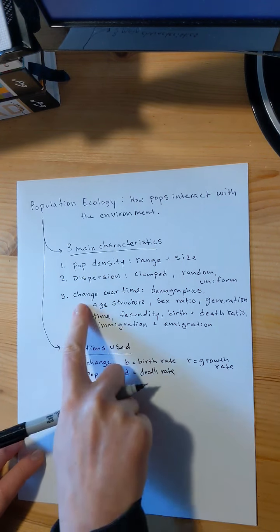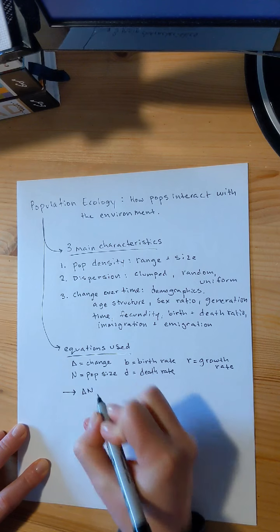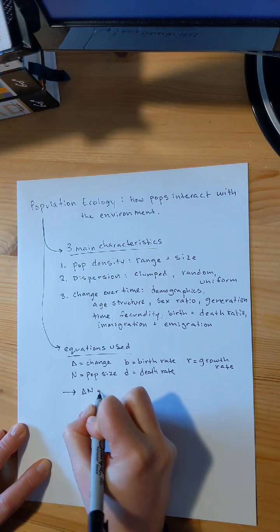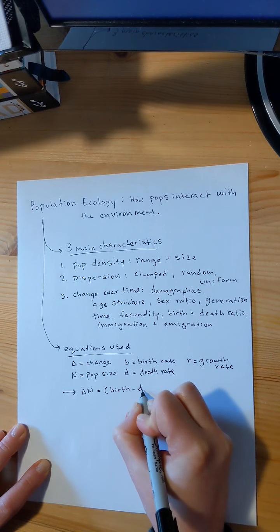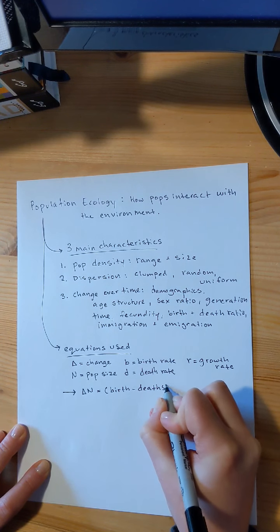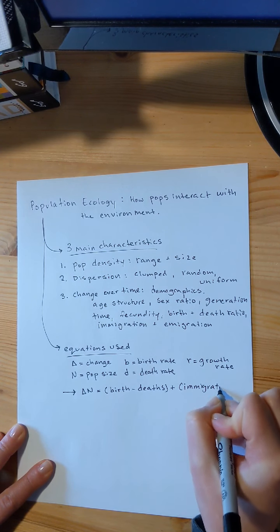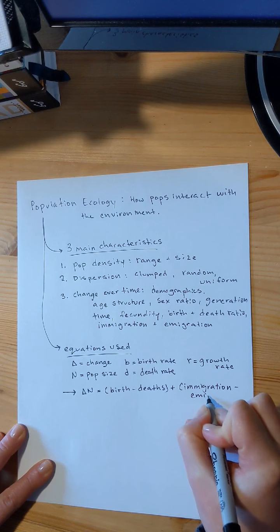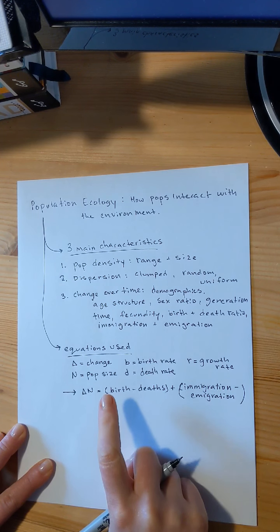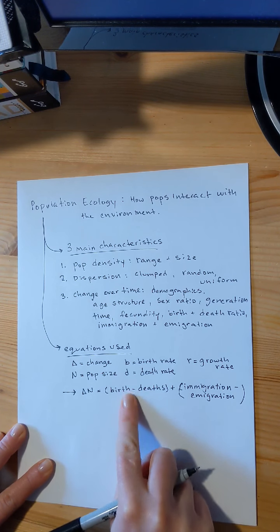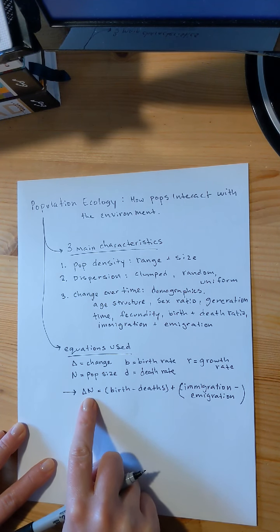If we want to figure out how our population is changing over time, we could look at the change in the population size, which will be equivalent to your births minus your deaths plus your immigration minus emigration. So births minus deaths, how many people are joining or leaving, that could be positive or negative. Same here, will equal how your population size is changing over time.